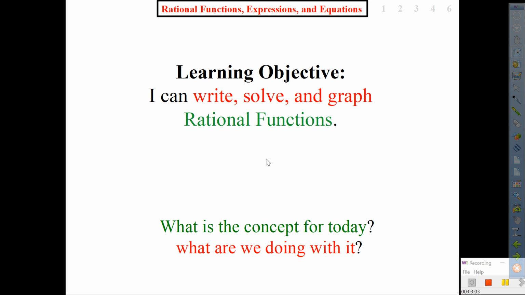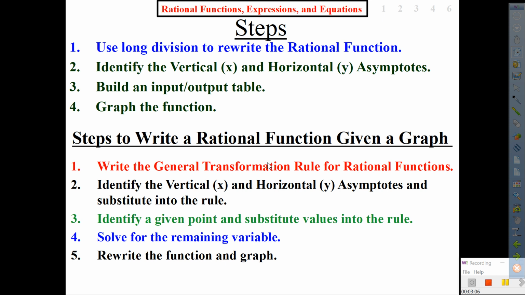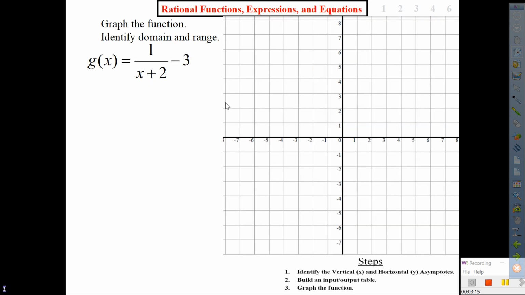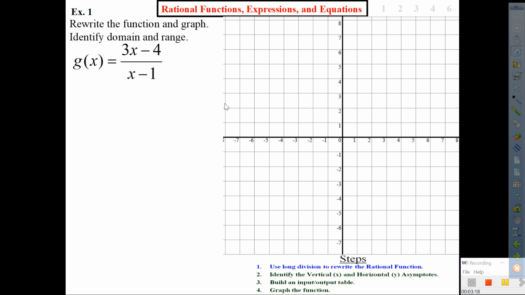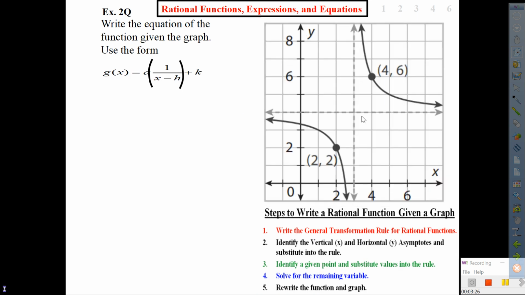So where have we been? We did a Frayer model. Yes, we know what they are. We talked about the different steps. We went through our general form. We talked about asymptotes, that they were the vertical and horizontal. We did examples like this, like that. I had you write an equation given a graph. You did that, that, and that.